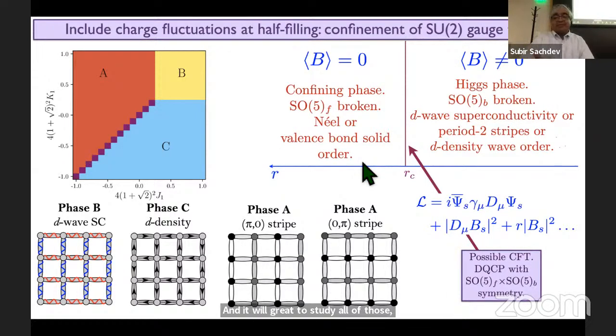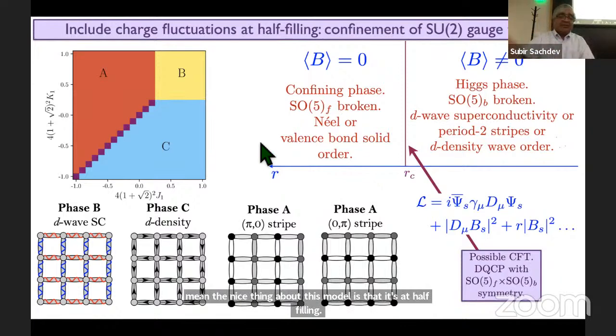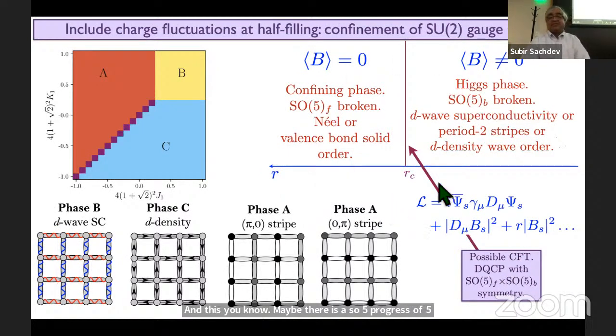The nice thing about this model is that it's at half filling. So if you can find some nice lattice regularization, there's no sign problem. And it can all be studied in principle, all of these five phases. Maybe there is an SO5 DQCP in there, maybe not, or maybe there's coexistence, who knows. I think this is a wonderful topic for many PhD theses, I hope.